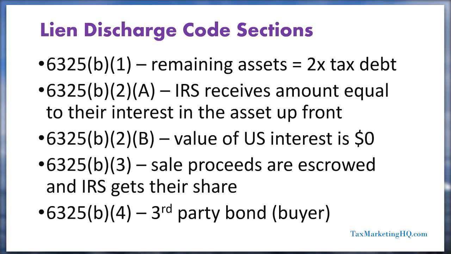B3, this is when the government is going to get paid later rather than up front. So the sale proceeds are escrowed, and the IRS gets their share out of it. Section B4 is if the third party to the transaction, usually the buyer, puts up a bond for the value of the government's interest in the property, then that will also facilitate the discharge.